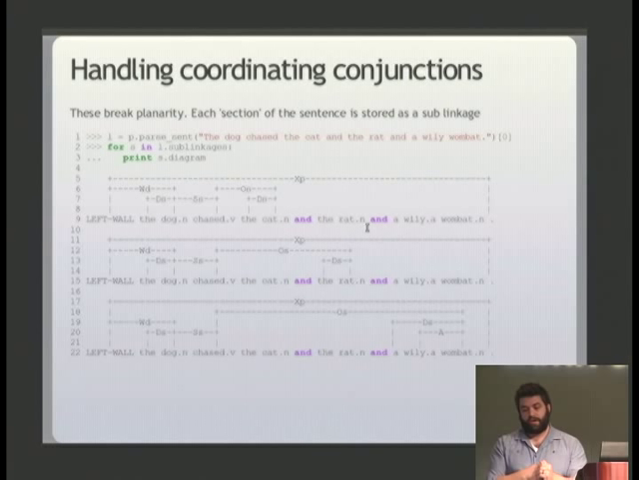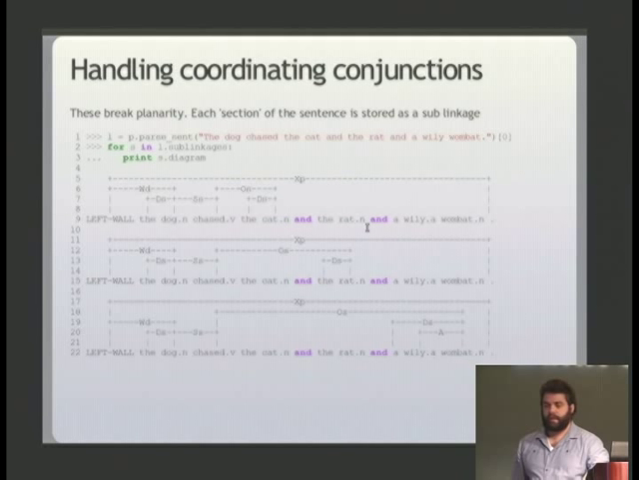You can iterate through all the sub-linkages in a linkage object and print their diagram. And each sub-linkage is one section of your list separated by these coordinating conjunctions. So you can see how that goes. The first one's cat, then rat, then wombat. You can also access a union property, which will combine all of these sub-linkages into one linkage that actually will break planarity. But depending on your application, you might not be troubled by that.